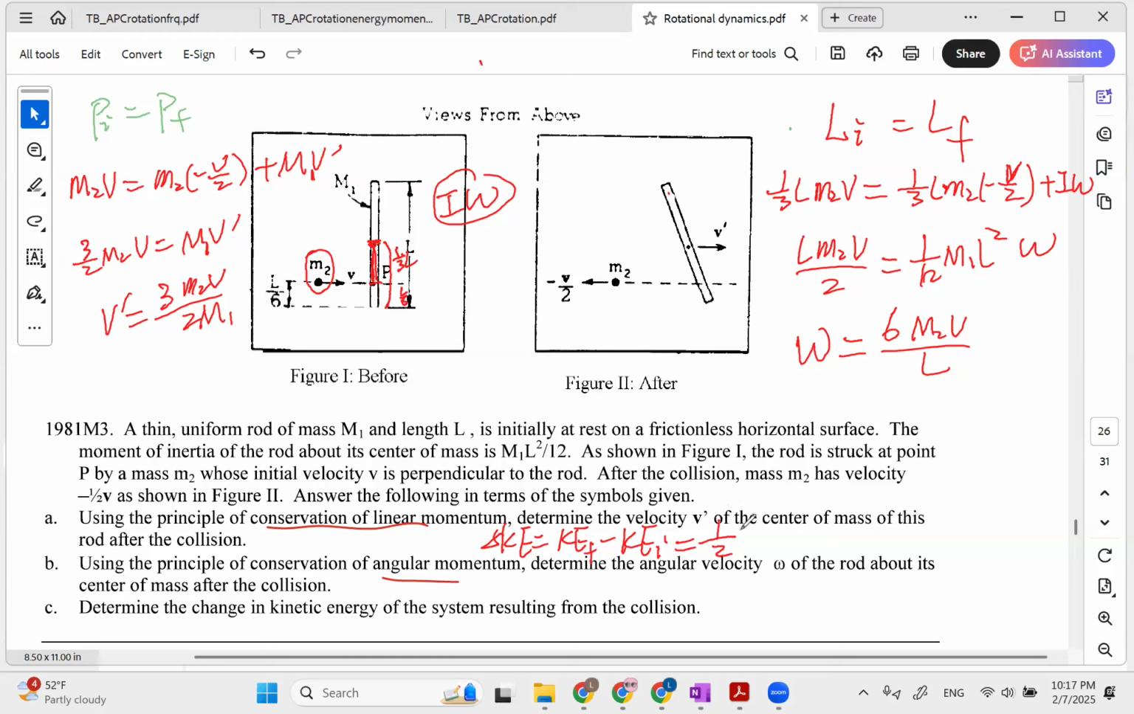So you use a half m2 v squared, right? Plus a half m1 v prime squared. Oh, final, right? Anything else? Half I omega squared. You plug omega here, right? That's all final. Minus initial will be half m2 v squared. You see that?